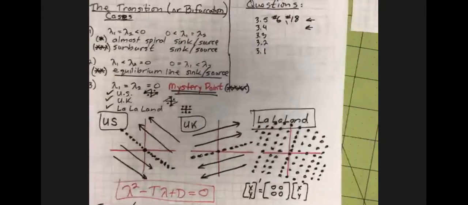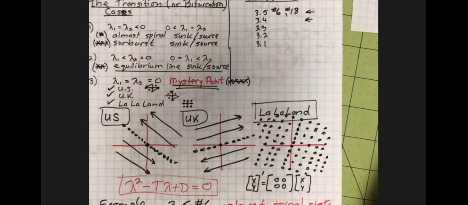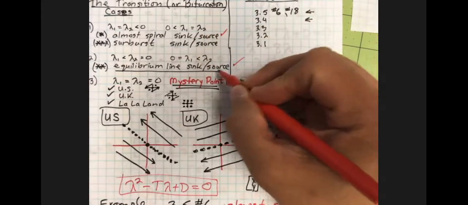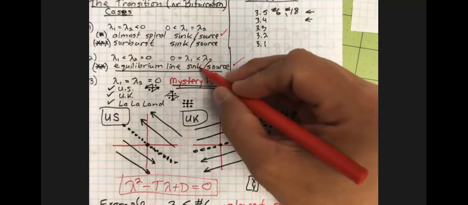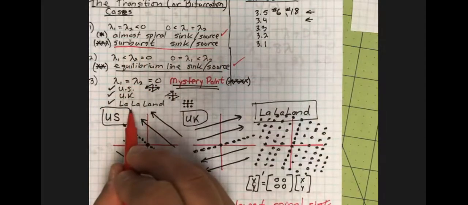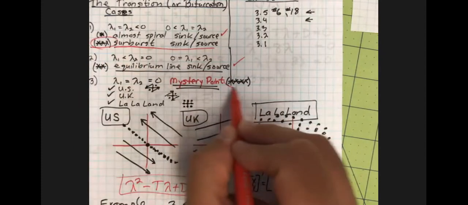Okay, now we're gonna do the complex calculation for practice. Since your homework has a complex number problem, which has nasty looking numbers, I'll pick something here that'll prepare you for it. But first I wanna say this. We've done the almost spiral sink source example. We've done the equilibrium sink source example. If I just reverse the direction of the arrows, it would be a sink. I have not done the sunburst source, and I have not done the US, the UK, and the La La Land, the mystery point. And that's because I marked those as most rare.